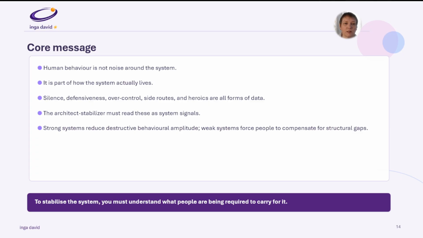The architect stabilizer must read this as system signals. Strong systems reduce destructive behavioral amplitude. Weak systems force people to compensate for structural gaps. To stabilize the system, you must understand what people are being required to carry for it.